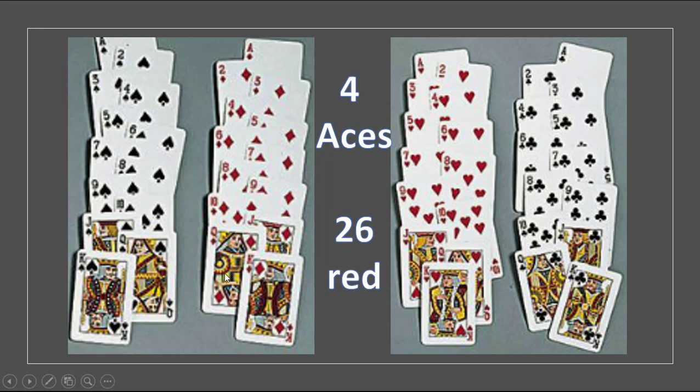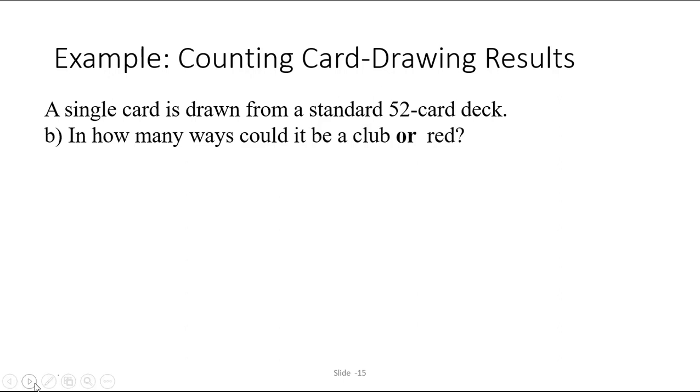We could have also answered the question directly instead of using the complements principle by simply counting all the red cards and then the 2 aces that are not red. We would have 13 diamonds, 13 hearts, then the ace of spades and the ace of clubs. So altogether we would have 13 plus 13 plus 2 is 28 that way as well. Now let's look at part B.